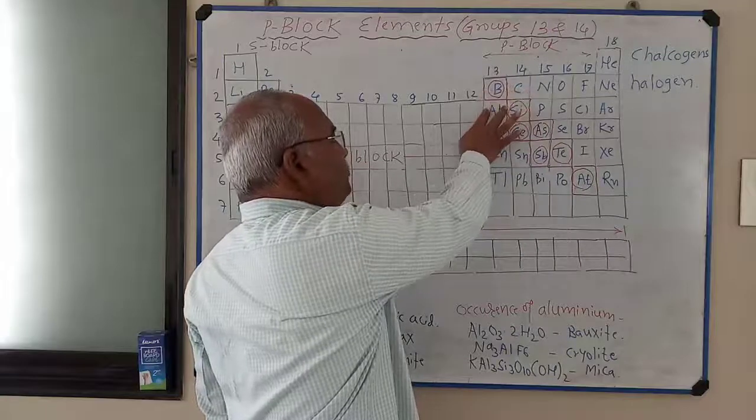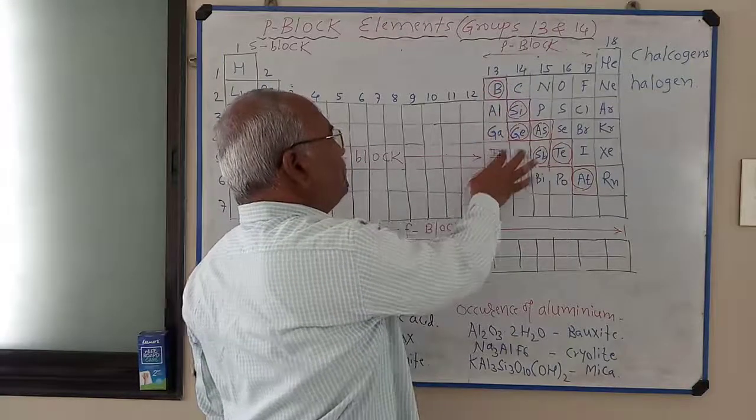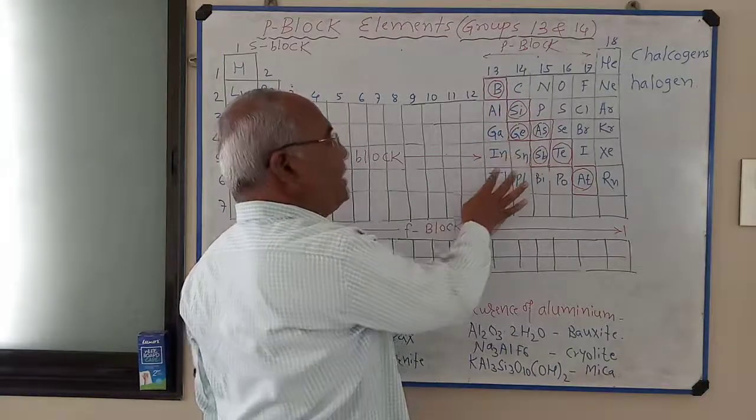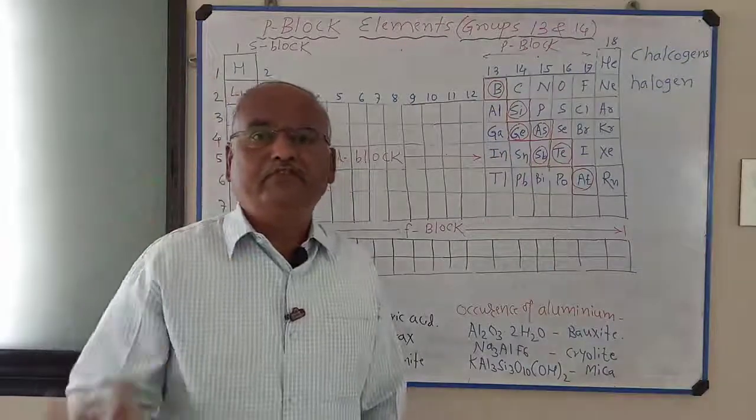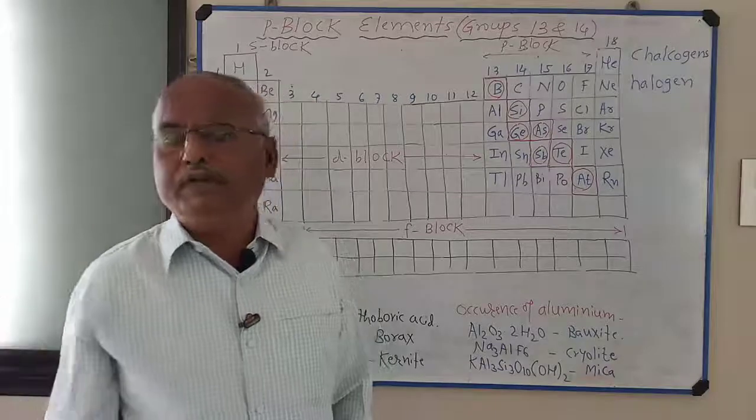Boron, aluminium, gallium, indium, thallium, these are the 5 elements present in boron family.